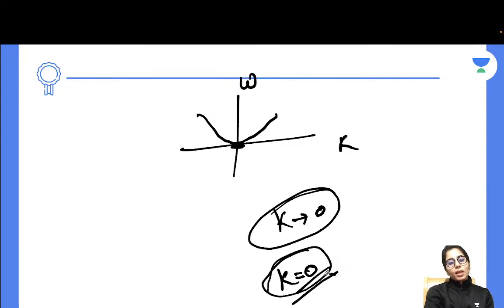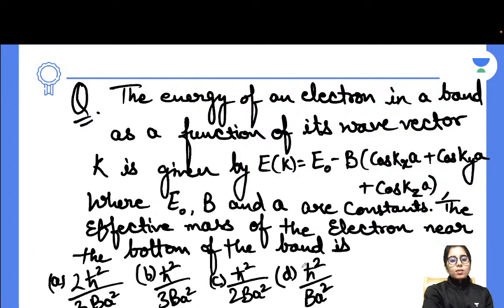I hope everybody is getting this. Now the next thing is, once you consider it, it's going to be cos kxa, which is going to be 1 minus (kxa) whole square upon 2, because for smaller values of theta, you can write cos theta as 1 minus theta square upon 2. And for smaller values of theta for this part as well, you will be writing the same thing, that is 1 minus (kya) square upon 2.